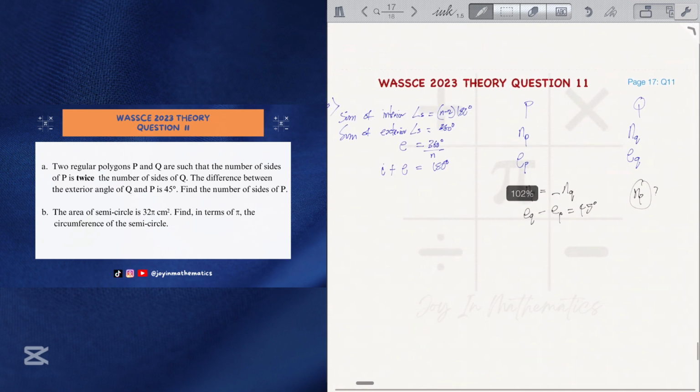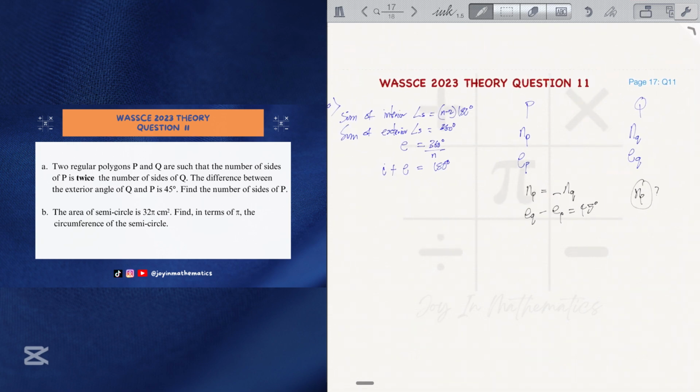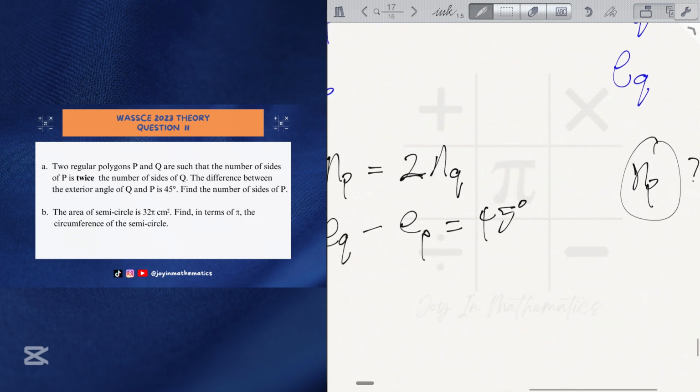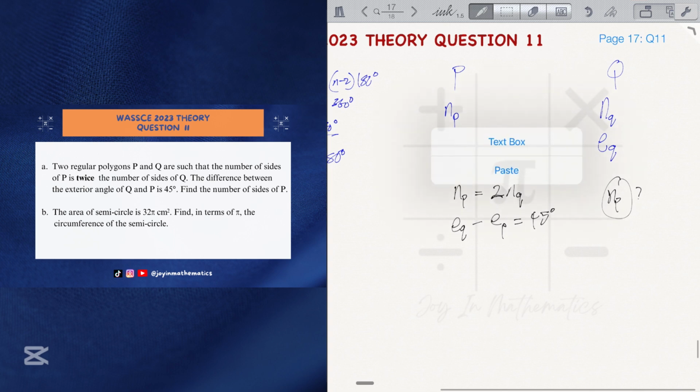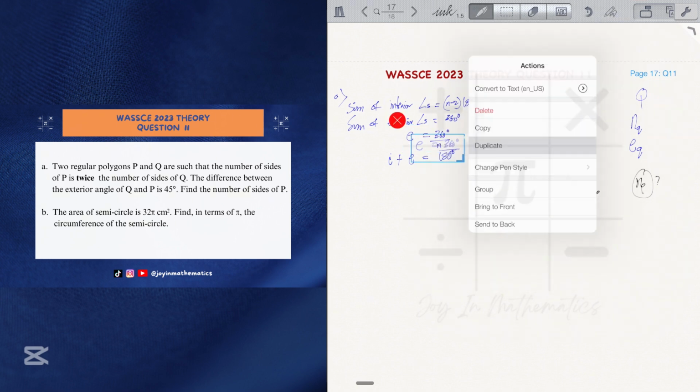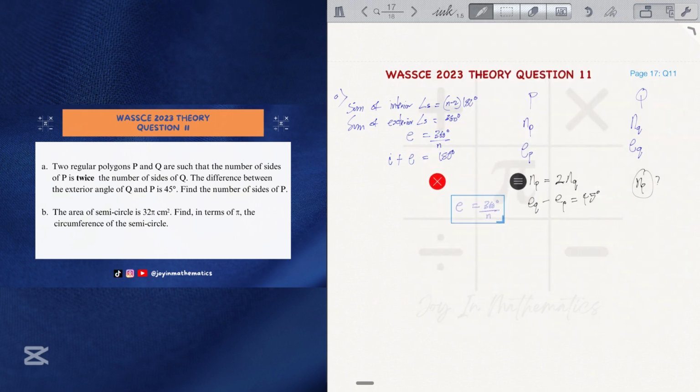Now, how do we go about this? We are given NP is equals to 2 NQ and EQ minus EP is equals to 45. Now let's proceed. This is relatable. So now let's apply this principle. That is, the exterior angle of a polygon is equals to 360 divided by n.